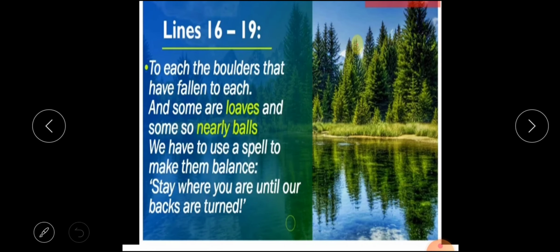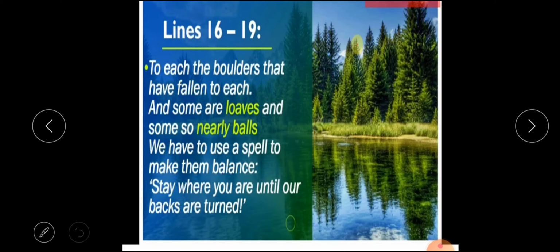To each the boulder that have fallen to each, and some are loaves and some so nearly balls. We have to use a spell to make them balance. Stay where you are until our backs are turned. So here the speaker and the neighbor both notice that the boulders mean stones which have fallen to either side.